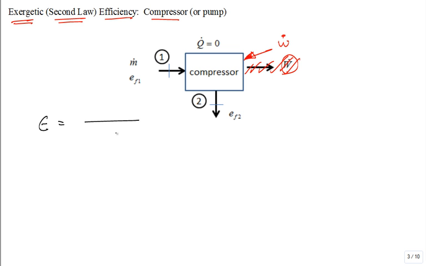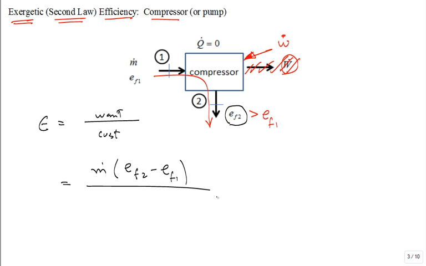We go back and say our exergetic efficiency for this pump or compressor is a ratio of something that we want or desire divided by what it costs, what we have to provide. Well, what do we desire in this case? We really want to boost up the fluid flow exergy. We want this to be much greater than the inlet flow exergy. So what we want is a high increase in the exergy of the fluid stream.